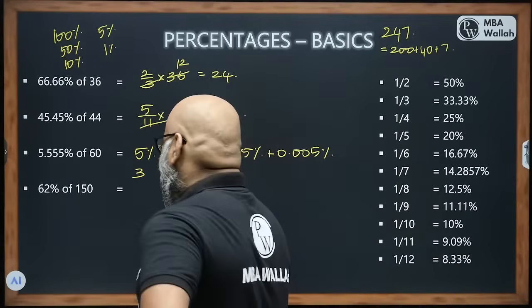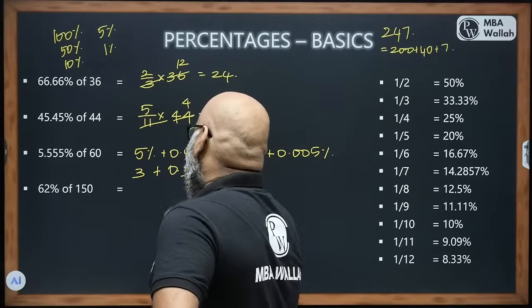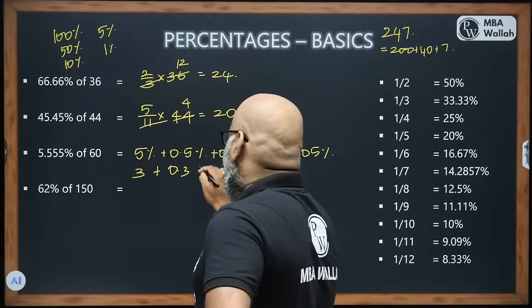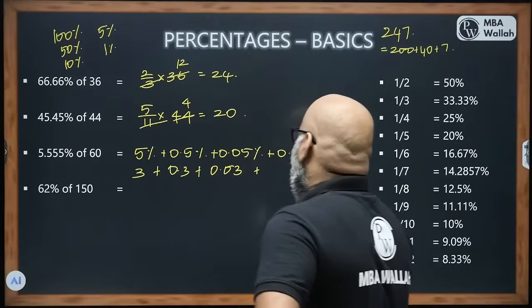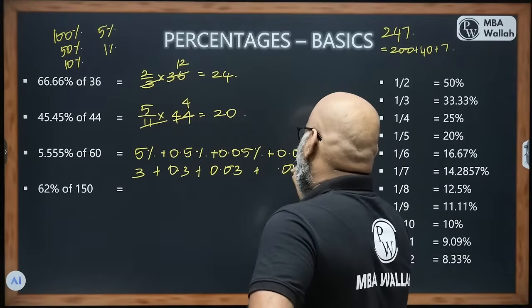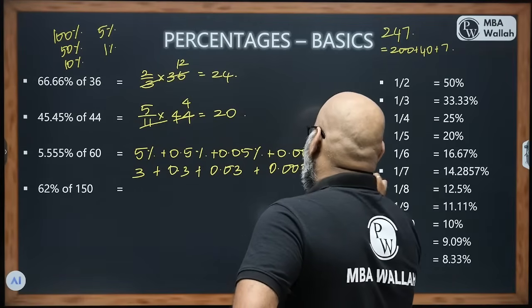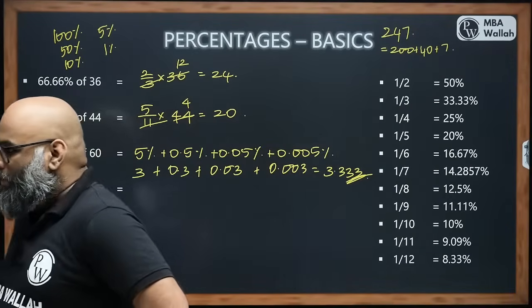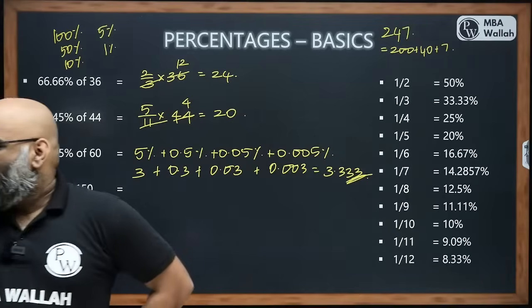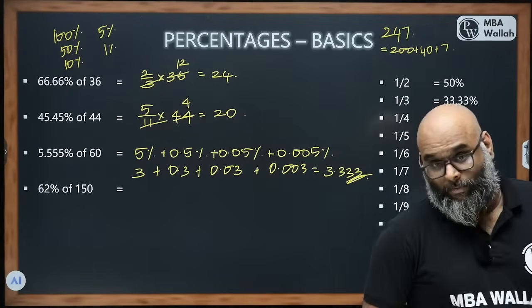Come back. So 0.5% would become 0.3. 0.05% will become 0.03. 0.005% will become 0.003, which will be 3.333, and that's our answer. Clear? Any doubts? Are we good here?